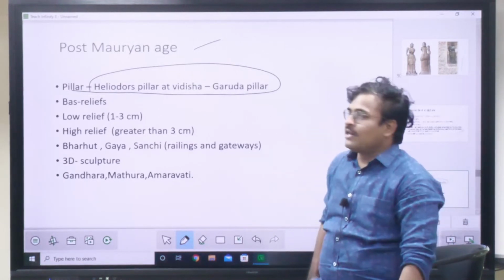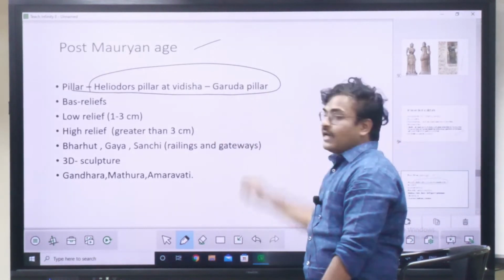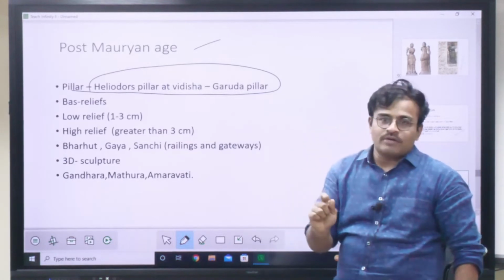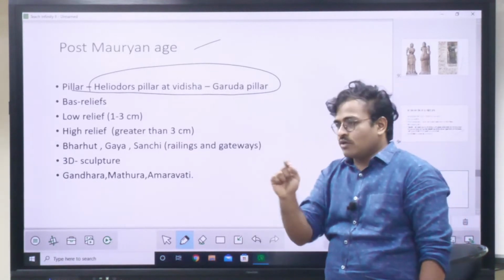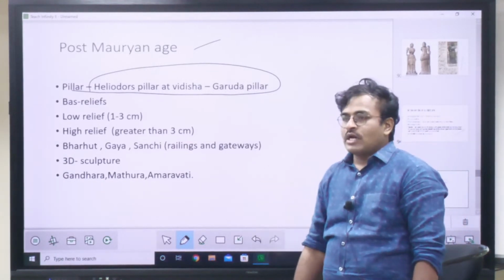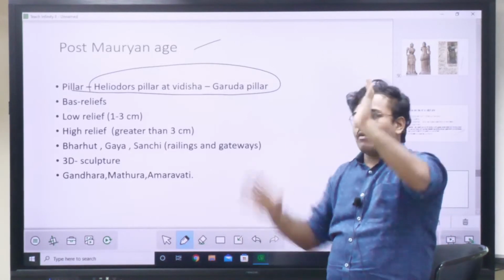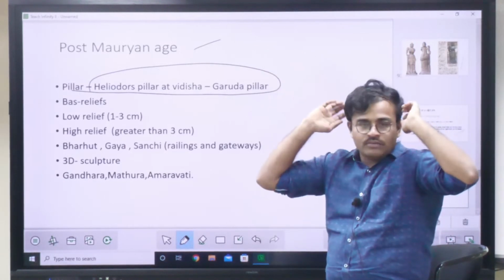Vidisha is a Vishnu temple, and in front of this, Heliodorus established this pillar. Very, very important fact. High possibility of a question here. You put a star mark there. Okay, Garuda Pillar. Originally, it had a capital of Garuda, but it is not present anymore.